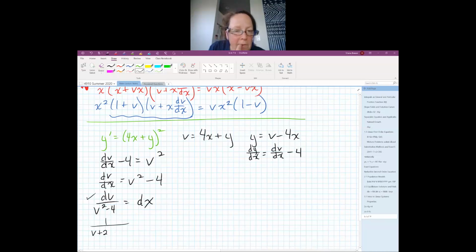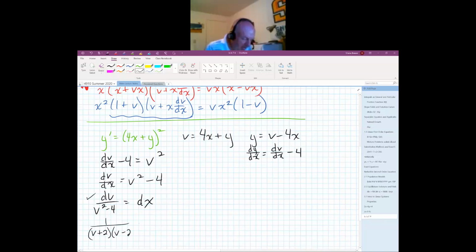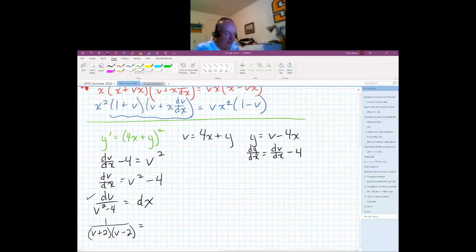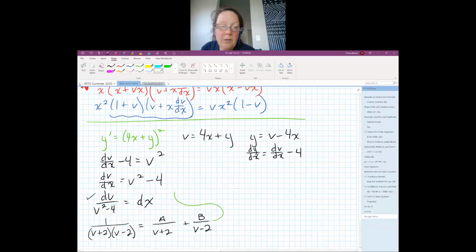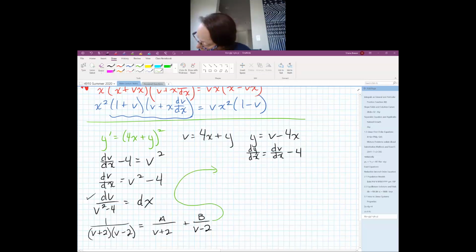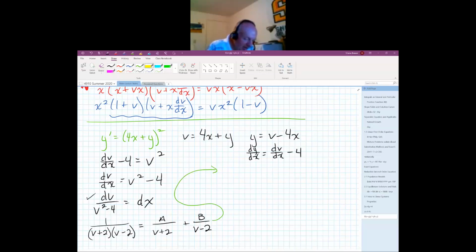Oh, okay, so that's going to end up being 1 over v squared minus 4 dv equals. Remember, that's the difference of squares. And so we know it's going to break down into something over v plus 2, plus a different something over v minus 2. So you've got to figure out what A and B are, and then that becomes your left-hand side of this integral right here, and both of those would be integrals.